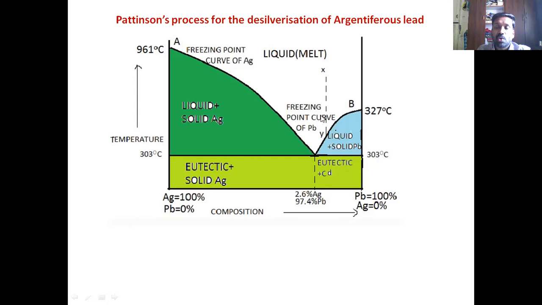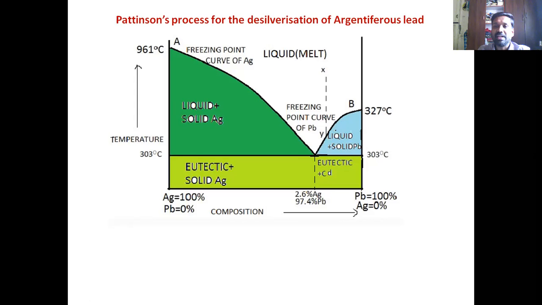But since an appreciable amount of solid lead has separated out, does the remaining liquid contain lead in the same composition as you started with? No. Definitely a lesser amount of lead is there in this liquid because a lot of lead has precipitated out. So this liquid is now rich in silver.